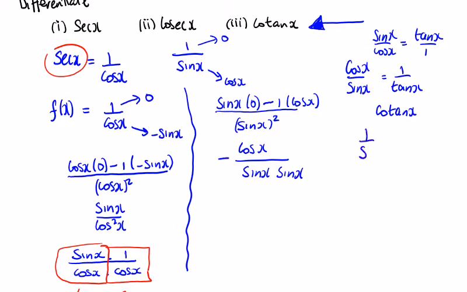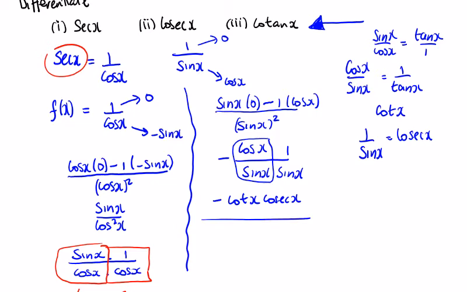We also know that 1 over sine x, and this is given to you in the tables, I think it's on page 7, 1 over sine x is cosecant x, cosec x. And cotan is just written as cot, but I was spelling it the way I was saying it. So what do we end up with here? We end up with minus cos over sine, which is cotan x, and 1 over sine, which is cosec x. So this is the answer to this one.